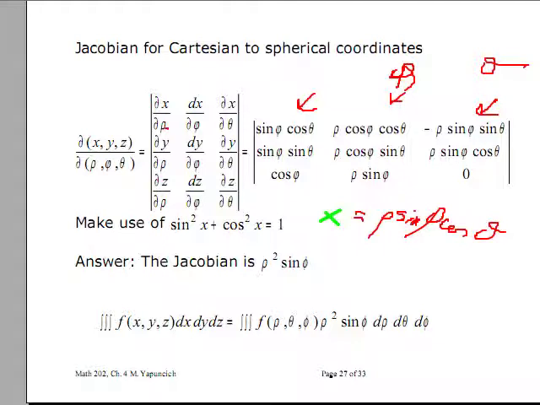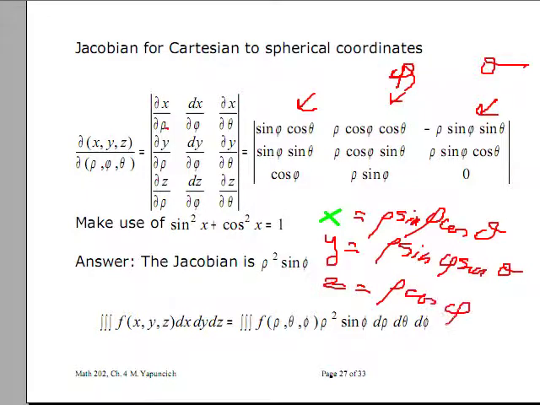Just look at the original transformation, which would be rho sine phi sine theta, and then of course z equals rho cosine phi. Get a matrix of partial derivatives, then take the determinant. Once you take this determinant, there's lots and lots of terms. Make liberal use of sine squared plus cosine squared equals 1, and all sorts of things fall out. And here is the answer. The answer is rho squared sine phi. That's the Jacobian. Remember, the Jacobian for cylindrical coordinates and polar coordinates was just r. Here it's rho squared sine phi.